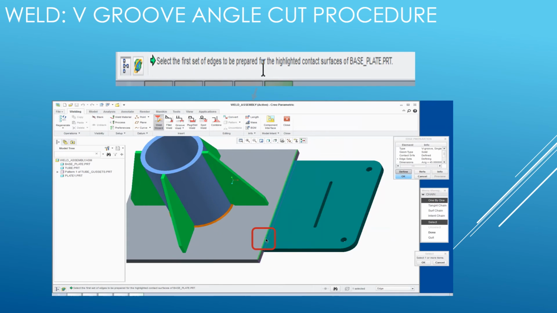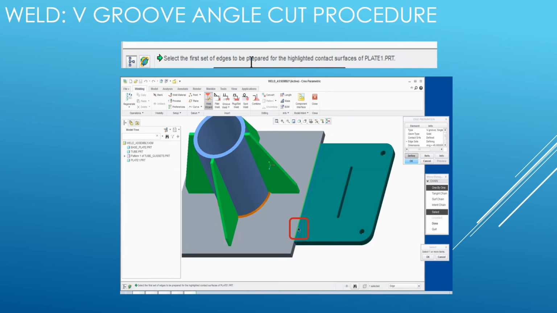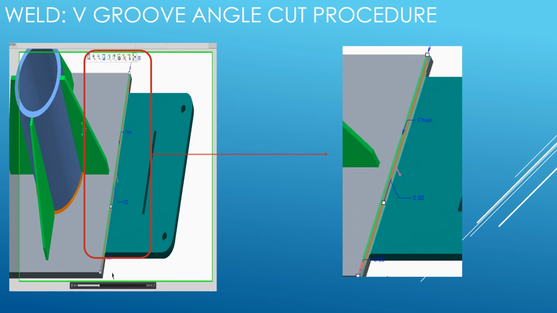This can be done by selecting the first set of edges to be prepared for highlighted contact surfaces of base plate. After selecting the first set of edges, the contact surface gets highlighted as it shows in the picture. Once it is highlighted, we can select it and we can dimension it according to our need. As we can see, a magnified image of giving dimensions is shown.